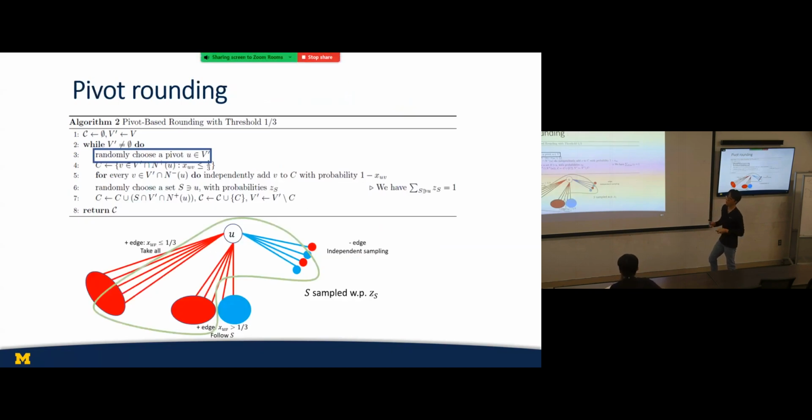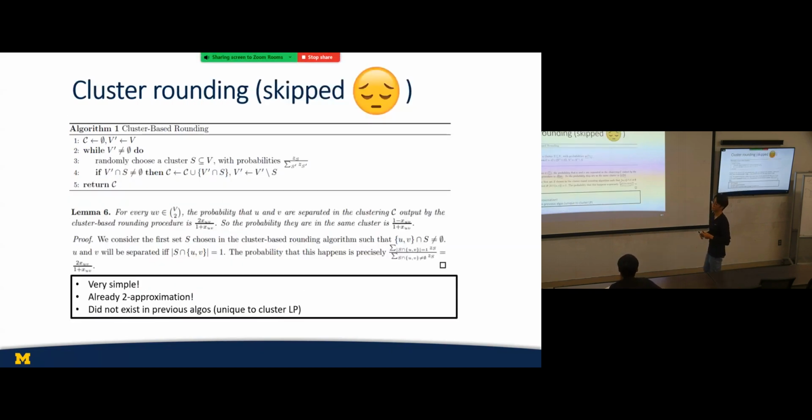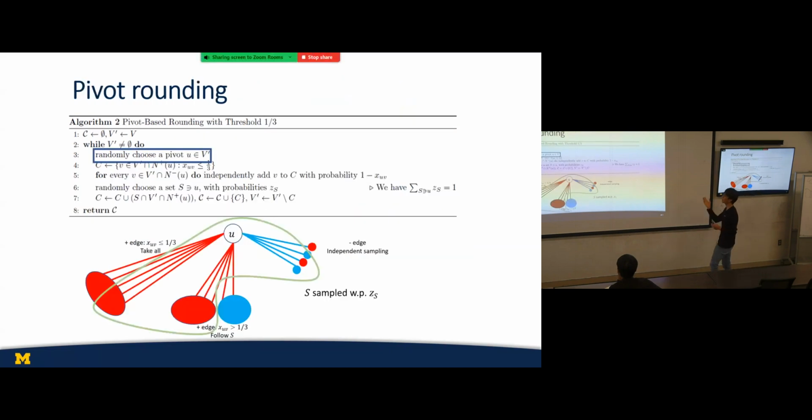Okay, let's go to questions. Yes. Is the 2, or I guess 3-line proof, also showing that it's a 2 approximation? Yeah. And then that's the pivot algorithm. Again, you don't need to worry about the other stuff.